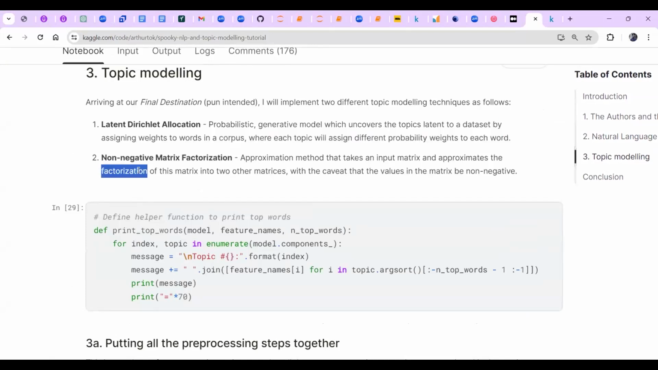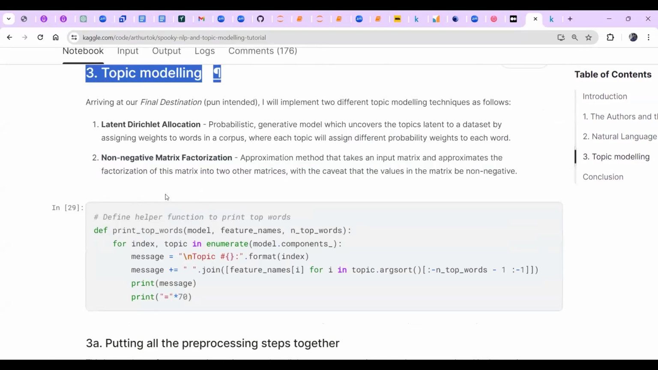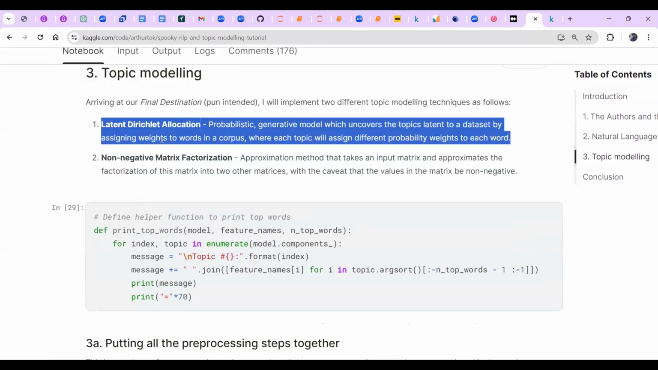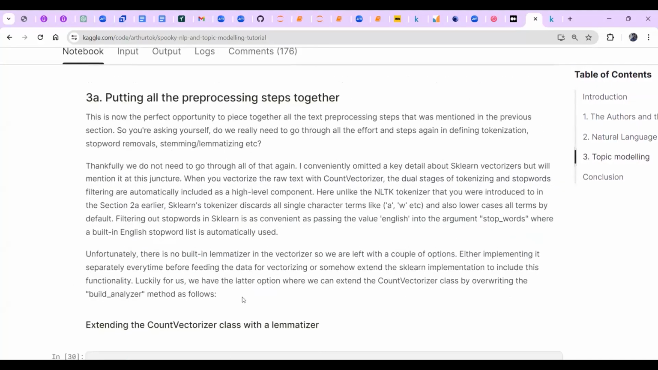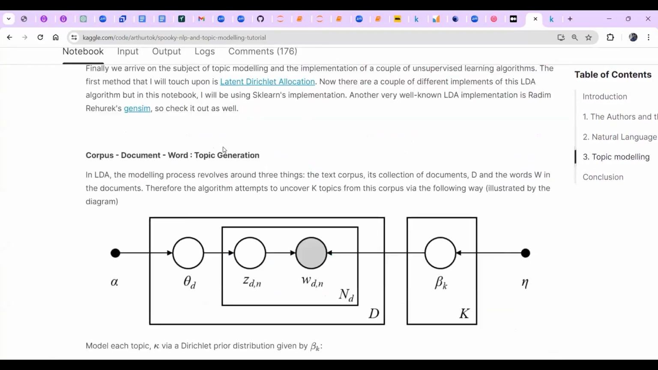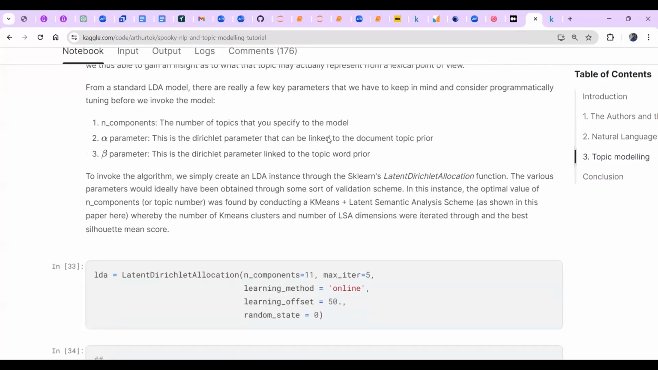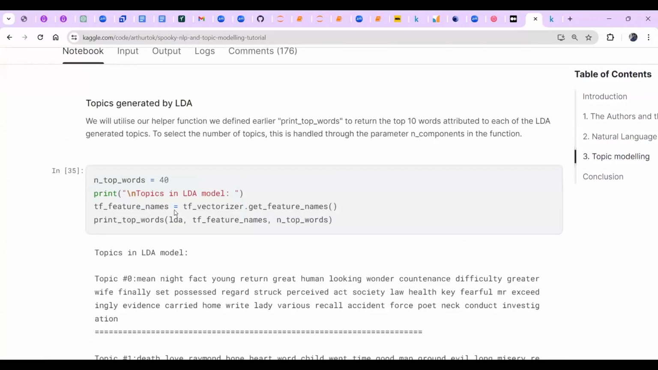NMF is another algorithm which you can read about, which is for topic modeling. The main thing we are focused on is LDA because that's the most famous one. NMF is, I would say, the second topic modeling algorithm which you can also read about. This is your count vectorizer. This is just fine. You have encoded everything. This is the main topic modeling part where you're getting the different topics.